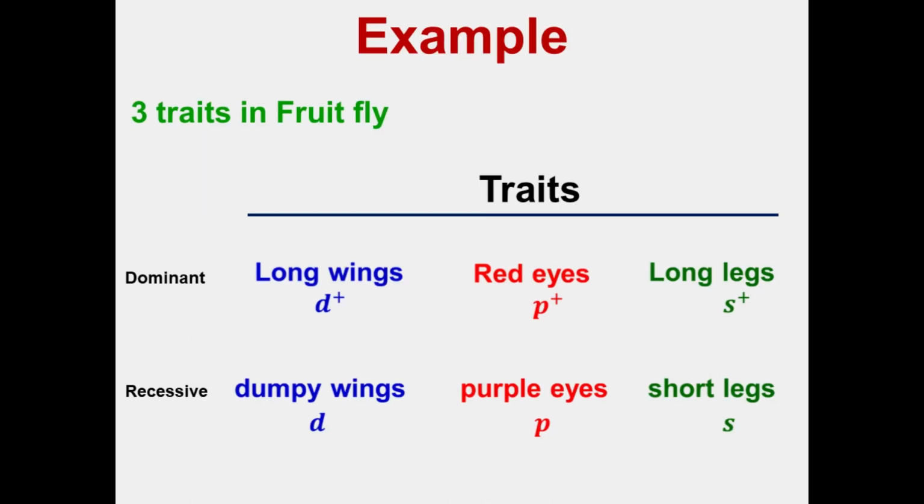Now let's examine a basic example based on the information we've discussed. Let's consider three traits in fruit flies: wing length, eye color, and leg length. Long wings, red eyes, and long legs are dominant to dumpy wings, purple eyes, and short legs, respectively. For the recessive alleles, we'll use the lowercase letters d, p, and s respectively. And to show the dominant alleles for each trait, we'll add an uppercase plus. Let's say at this stage we don't know if these three traits are independent or linked.